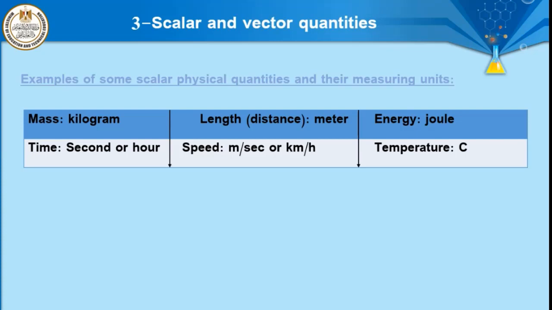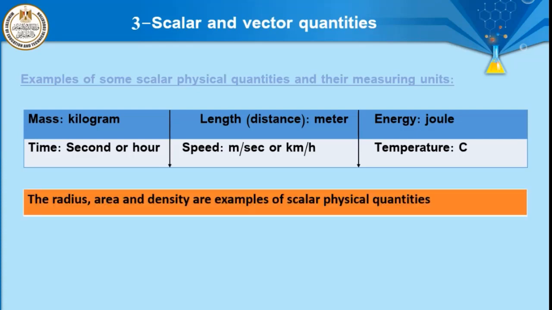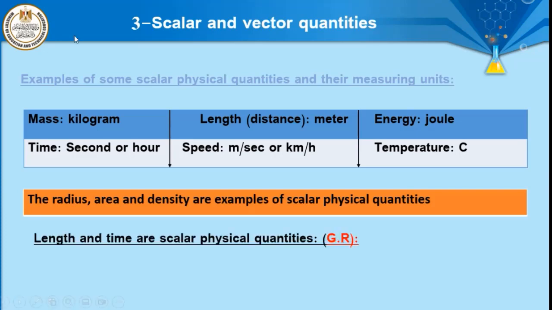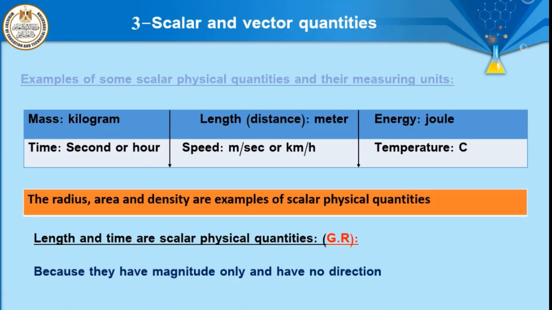Energy can be measured by joule. Time can be measured by second or hour. Speed can be measured by meter per second or kilometer per hour. Temperature can be measured by Celsius. The radius, area, and density are examples of scalar physical quantities. So we have many examples of scalar physical quantities which can be defined by a measuring unit and have magnitude and have no direction. Length and time are scalar physical quantities. Why? Because they can be defined by their magnitude and have no direction.